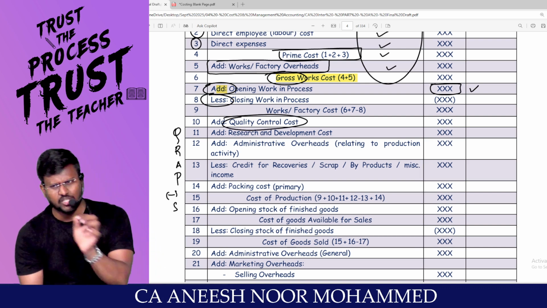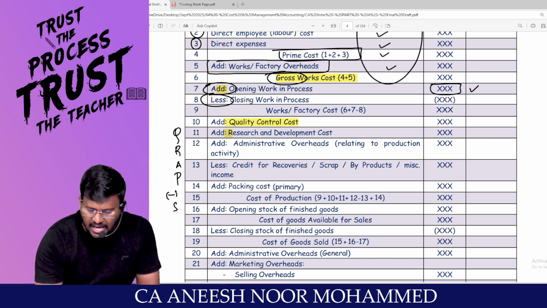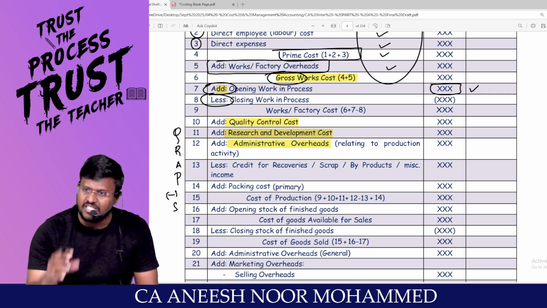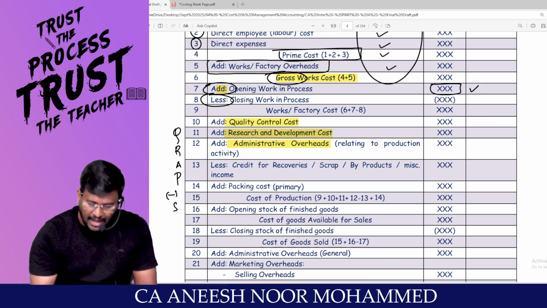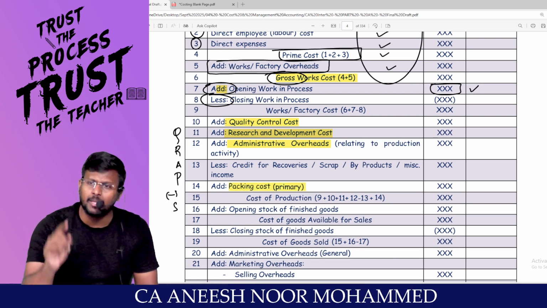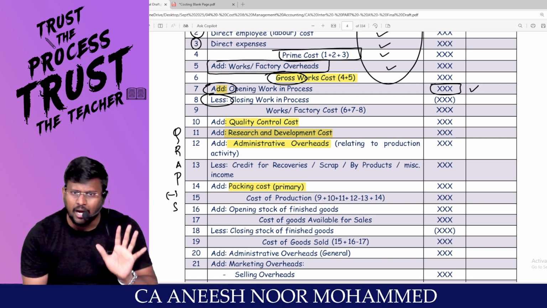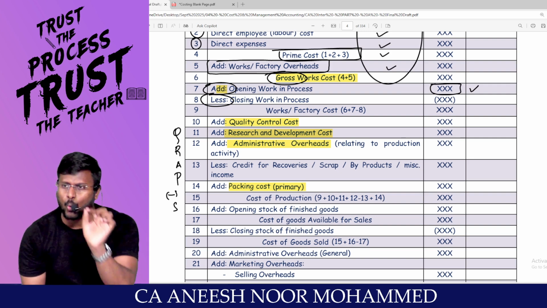R stands for research and development cost. A stands for administration overhead related to production. Administration overhead. And P stands for primary packing cost. So the car is ready. Before they send the car to the customer, they will check the quality. That's what quality control cost.